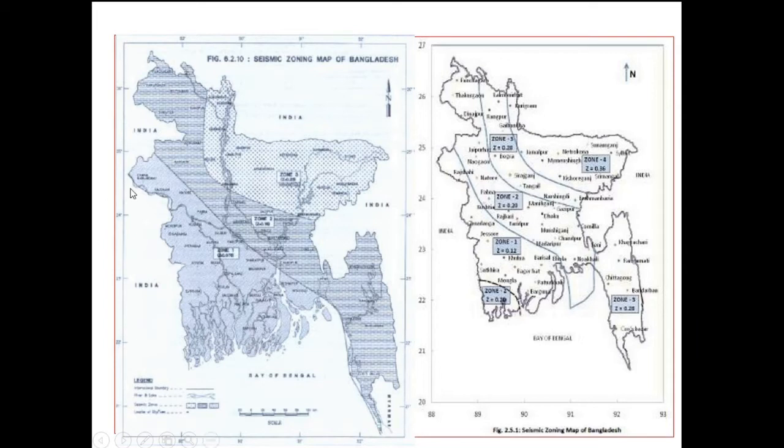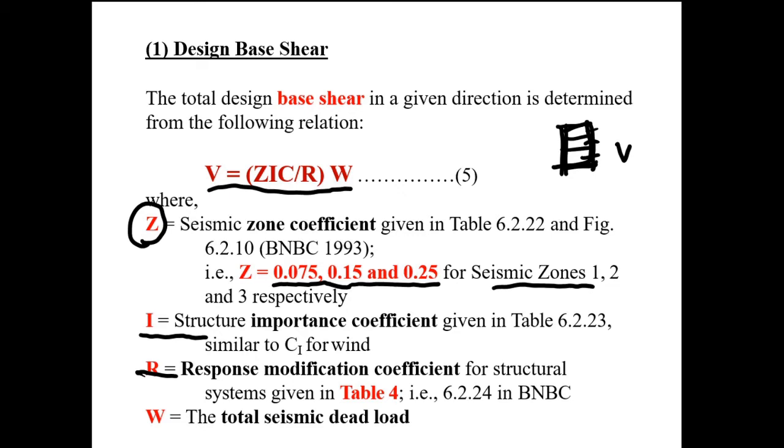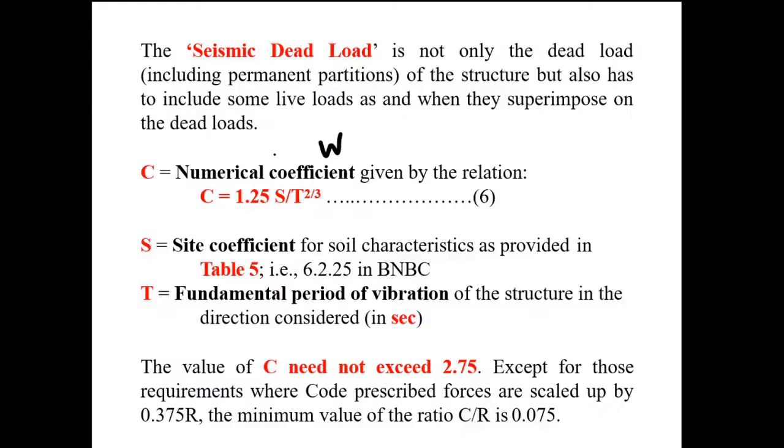Here we can see the seismic zoning maps according to BNBC 1993, and this is a recently updated one according to BNBC 2015, which hasn't been passed yet. Bangladesh has been divided into 4 zones. So here we can see up to zone 4. In order to calculate the W, we not only need to know the dead load of the structure but also some live loads. Here we have already seen that C, the formula for C, is mentioned here.